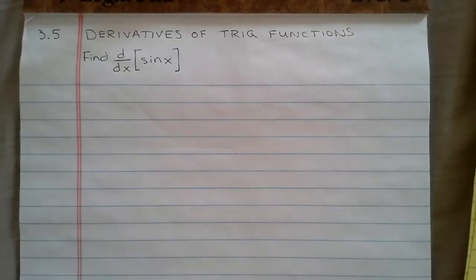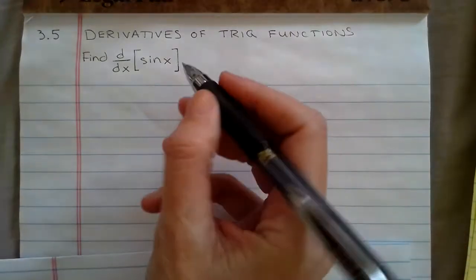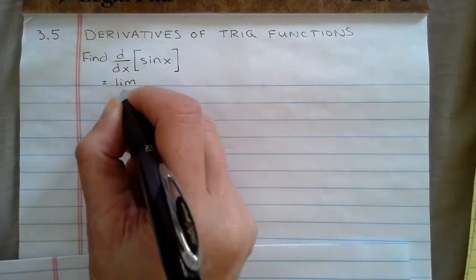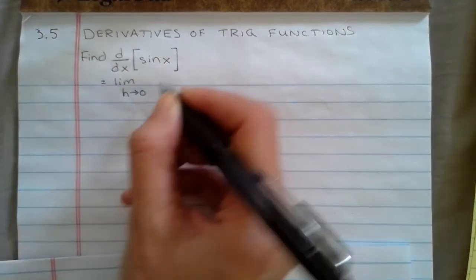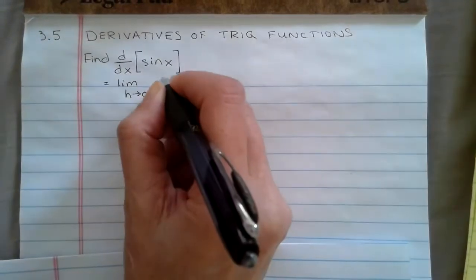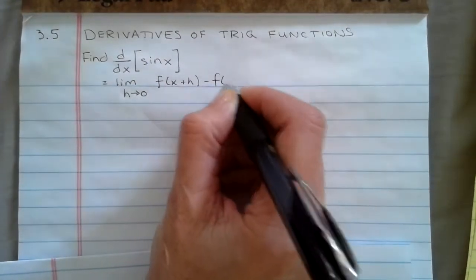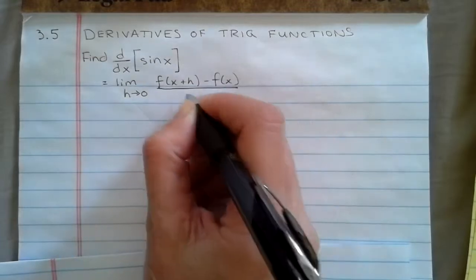Hi everybody, I'm here to talk to you about section 3.5 in your book, Derivatives of the Trigonometric Functions. I'm going to start off by finding the derivative of sine x. To find the derivative of the sine of x, we're going to have to apply a limit, the limit definition of a derivative as h approaches 0. Remember, we're doing the definition, so it's the function at x plus h minus the function value over h.